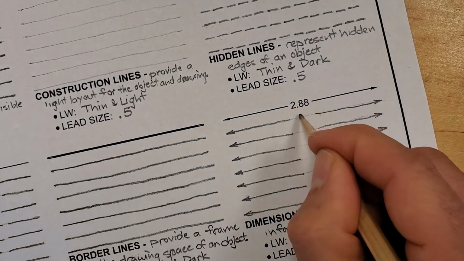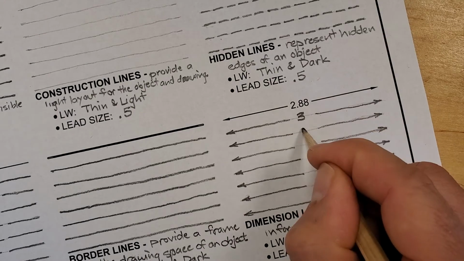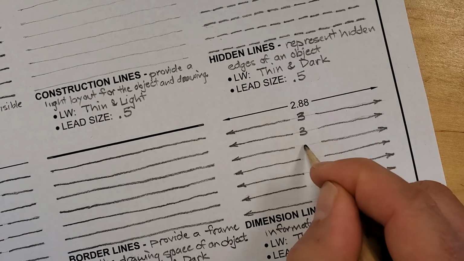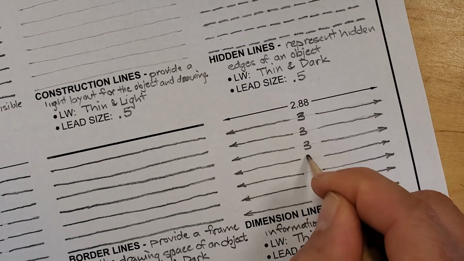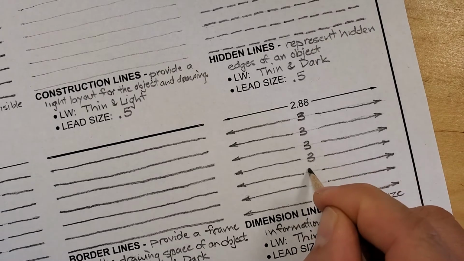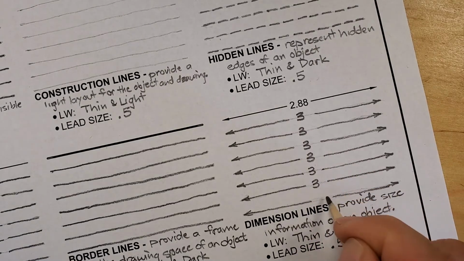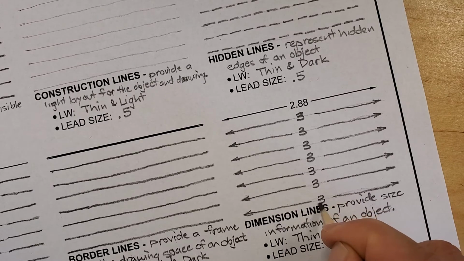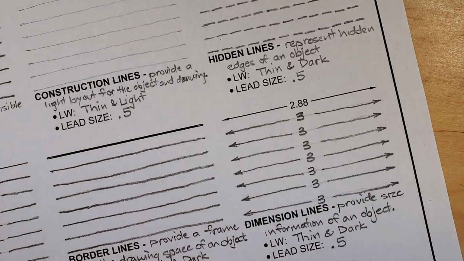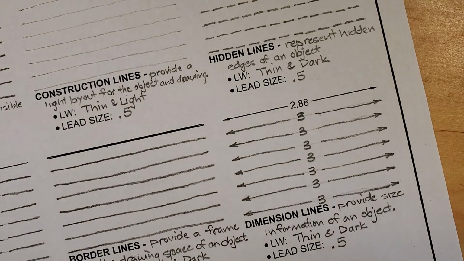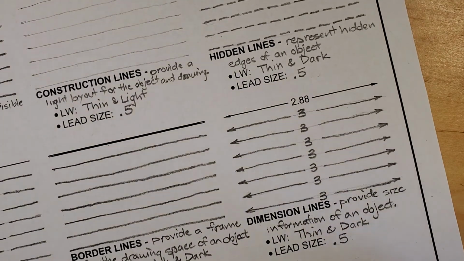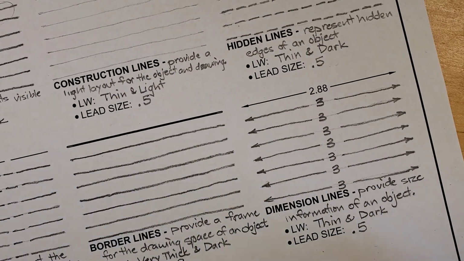All right, so I'm just going to put the number 3 in here. You can choose another number if you want to. I'm just going to choose the number 3. And it should be about 1/8 of an inch in height, okay? And you can see that that's fairly consistent with the height of the number 2.88, okay? So that's the dimension line, which provides the size information of an object, all right?